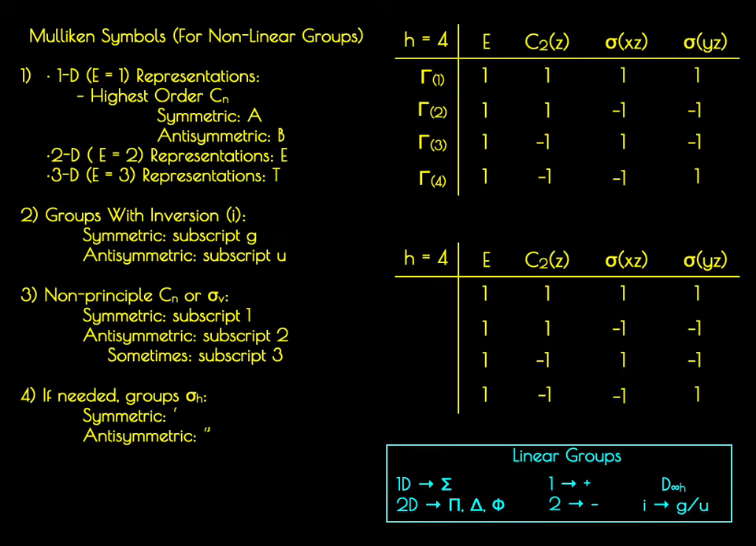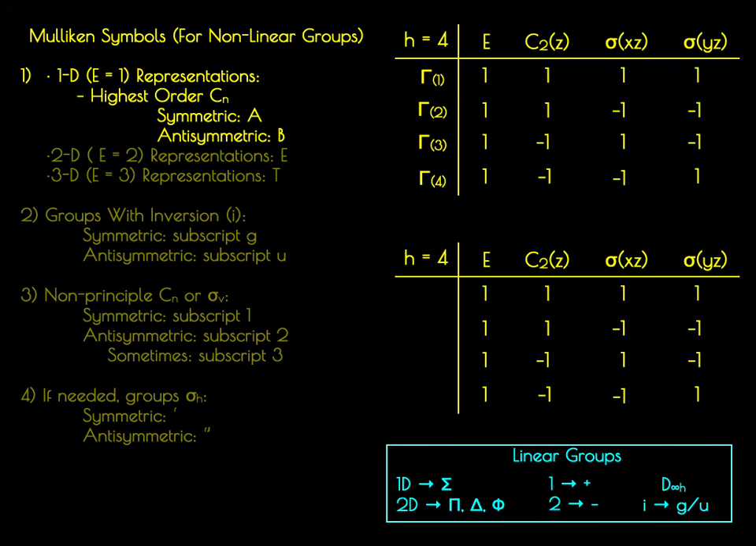So let's go through and assign Mulliken symbols for the C2v point group. This is a non-linear group, so we use the rules that are to the left. So first, going through, looking and seeing what our representations are. They're all 1D representations, so we have to look at the highest order rotational axis. If it's symmetric, we give it an A. If it's anti-symmetric, we give it a B. So the first two get an A because those have characters of 1. The last two get a B because those have characters of -1.